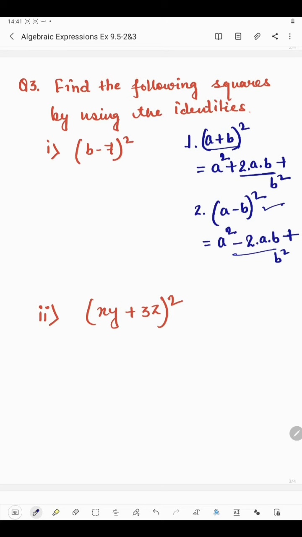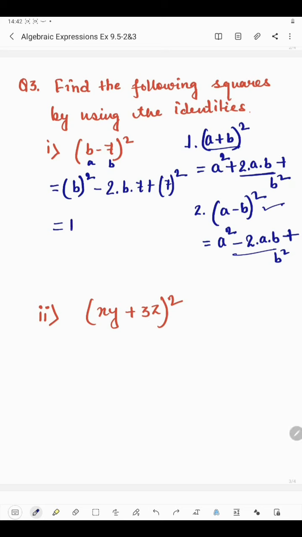In the first part we have (b minus 7) whole square. So this is the (a minus b) whole square identity. We'll consider this as a and this as b. So according to this identity, we'll write a square at first, means the first term, we'll write the square of the first term, which is b square. Then we have minus 2 into, now 2 into ab. ab means the first term, b, and the second term, 7, plus the square of the second term. So it will be 7 square.